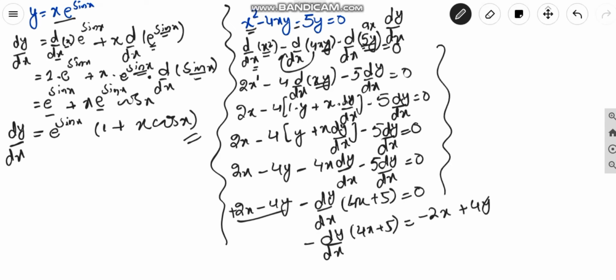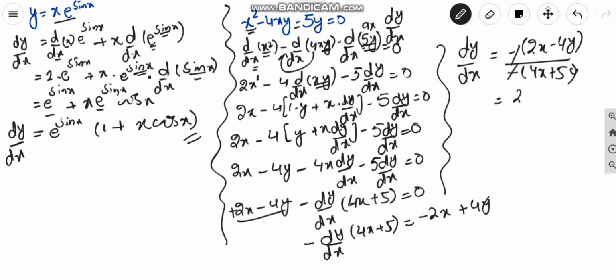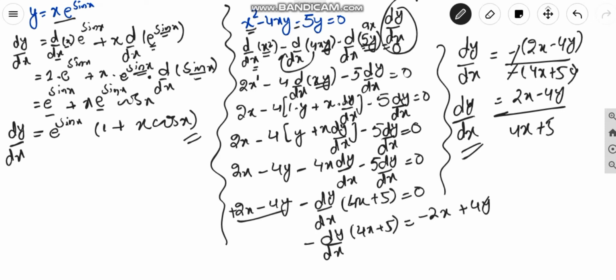Now our answer is dy by dx equals minus into 2x minus 4y over minus into 4x plus 5. So the minus will be cancelled, so our answer is 2x minus 4y over 4x plus 5. It's so simple. In this way you can find the derivative and also the value of dy by dx from your given functions.